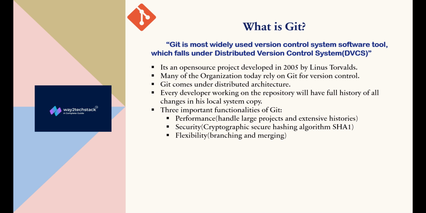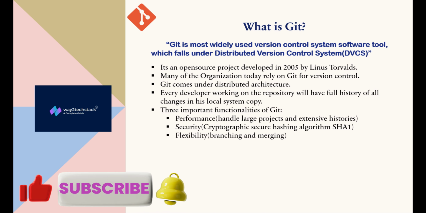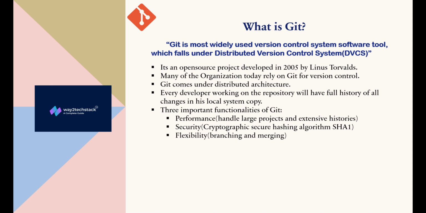Not only that, it is secure because it uses a cryptographic secure algorithm called SHA-1. Because of this, any history stored in Git, with all the changes that we do in the file, that particular data will get secured. It will do encryption and decryption as well by using this algorithm called SHA-1.